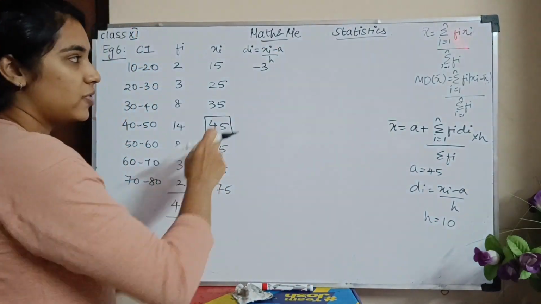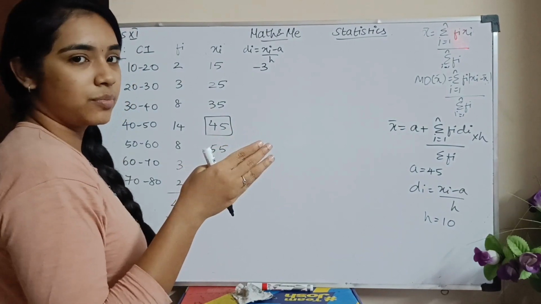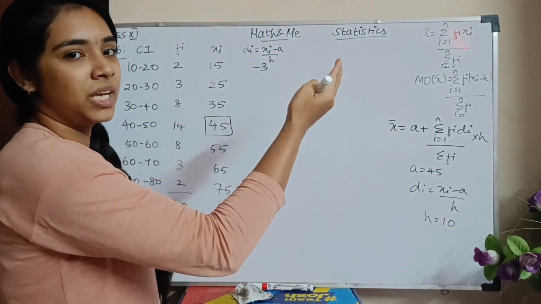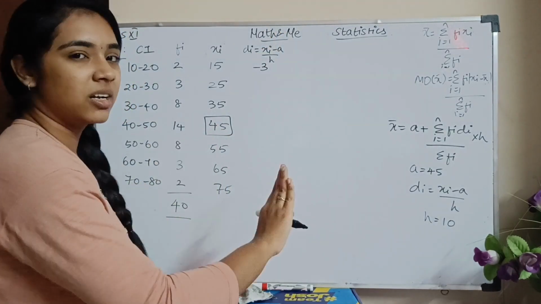Why are we doing this? We'll be getting some negative values. It is easy for calculation. Negative and positive values cancel out. So it will be very easy to calculate the mean. That is why we use this method. You can also stick to the previous method, but always learn this method.